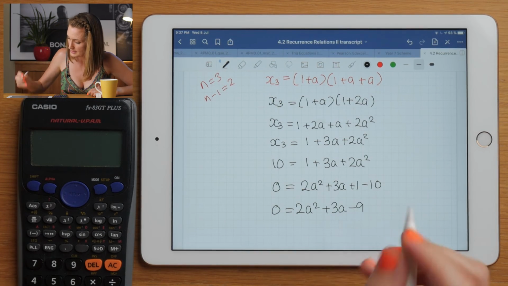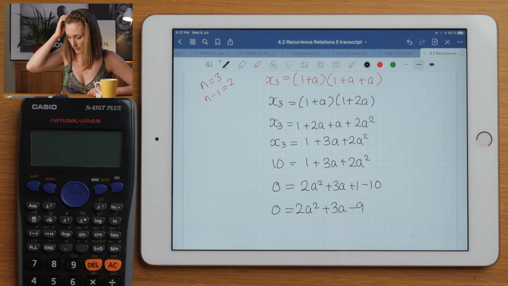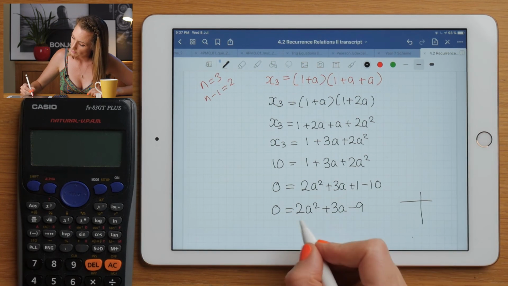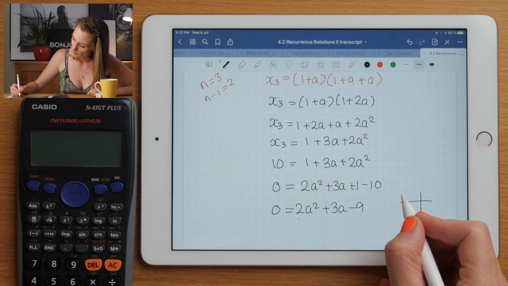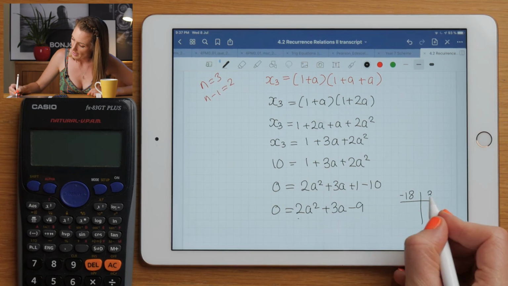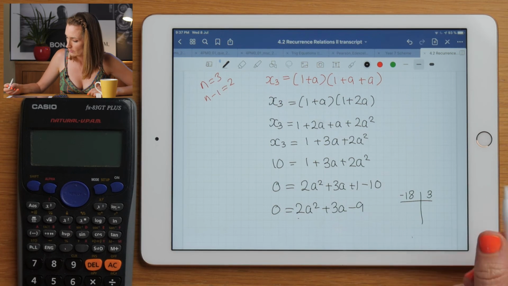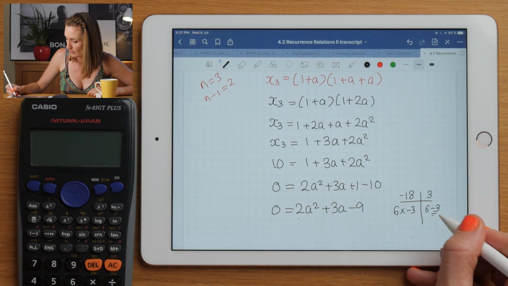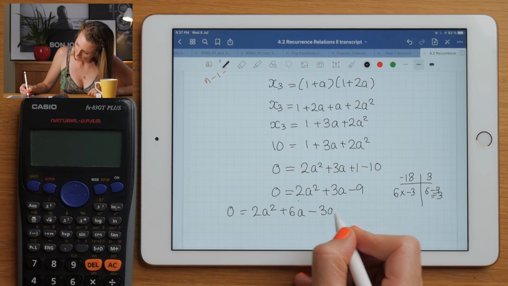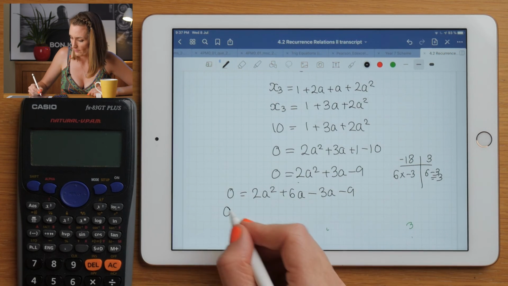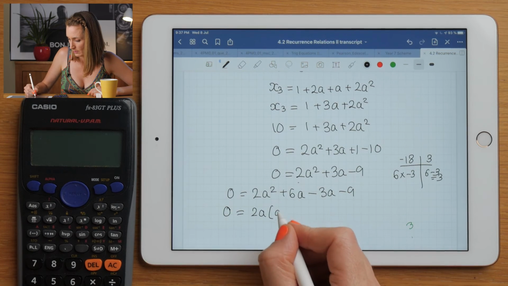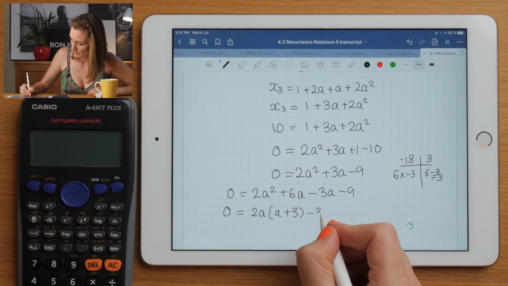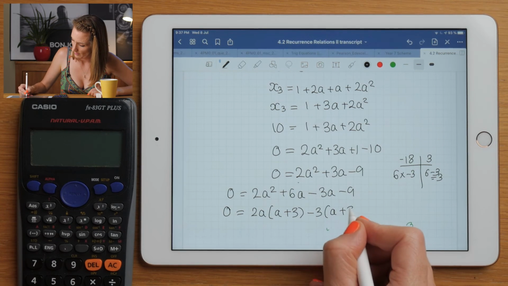1 minus 10 would be minus 9. So we need to multiply to get 2 times minus 9, which is minus 18, and add to get 3. So we're going to have 6 times minus 3. 6 minus 3 would be 3. Okay, factorize the first two, and the last two.